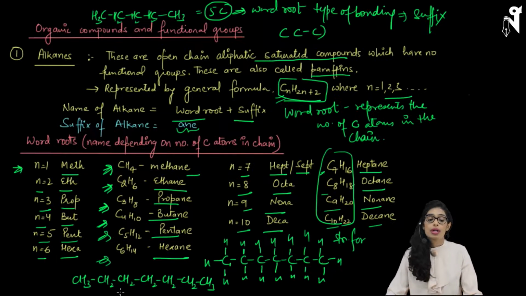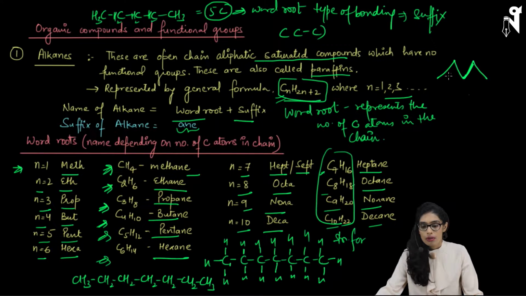And then if you want to write it in terms of bond line, I'll just draw the bond line over here. 1, 2, 3, 4, 5, 6, and 7. That's how your bond line structure would be. So this is your first carbon, this is second, this is third, this is fourth, this is fifth, this is sixth, and this is seventh. This will be your bond line representation.